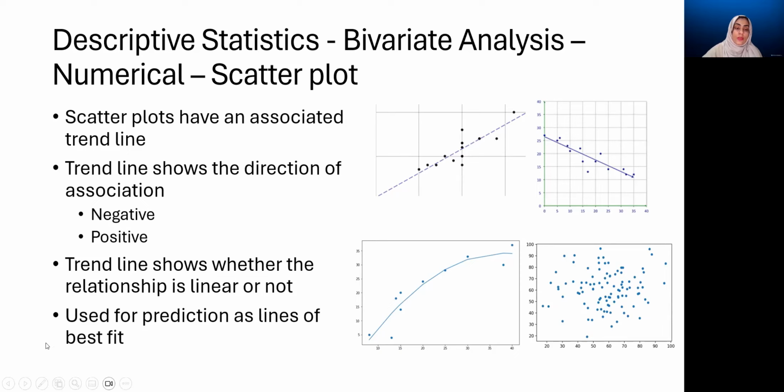These trend lines are also used for prediction as the lines of best fit. So we have this data plotted through this line, and for a value of y which is not there in the data set, we can extend this trend line to predict the value for y on that x value. So for example, we have x values up till 40, and we haven't seen what would be the value of y for an x value which is 50. So we may extend this trend line.